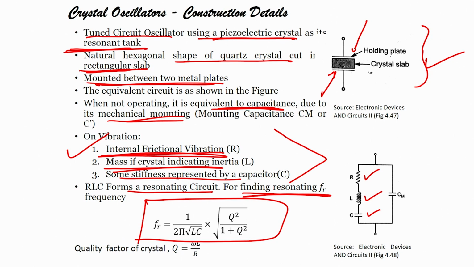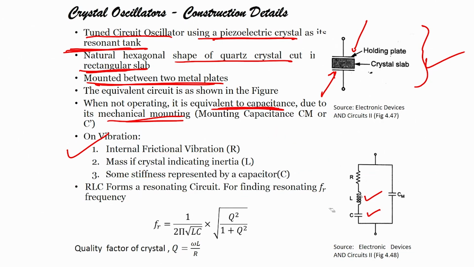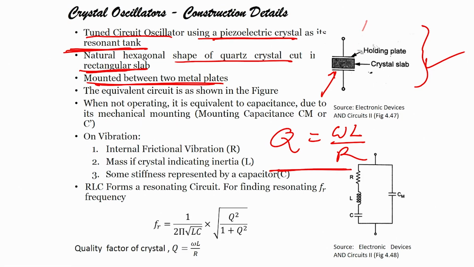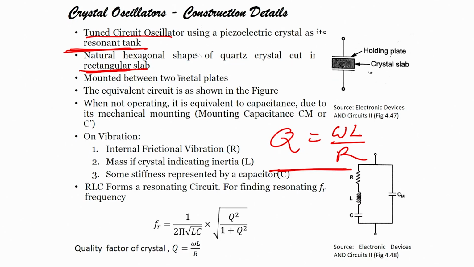into under root of Q square divided by 1 plus Q square, where the quality factor of the crystal is given by Q equals omega L by R. This is the quality factor of the crystal, all right. So, what we understood is that when the crystal oscillator or a tuned circuit is not functional, it acts as a capacitance. When it is functional, when it is vibrating, it will have R, L and C in its equivalent circuit.